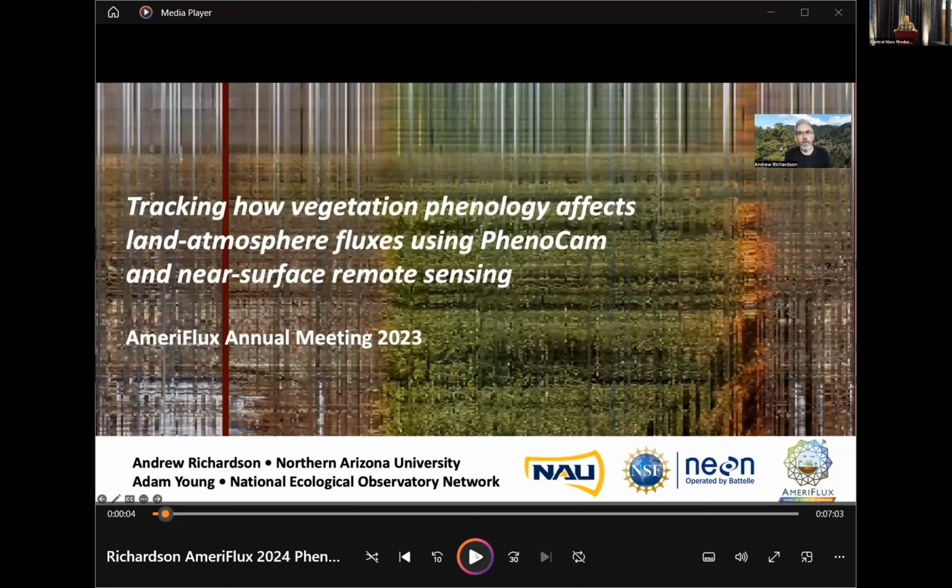We have a team talk from Andrew Richardson at Northern Arizona University and Adam Young with Neon, and they're going to be telling us about the links between phenology with their phenocam work and land-atmosphere interactions.